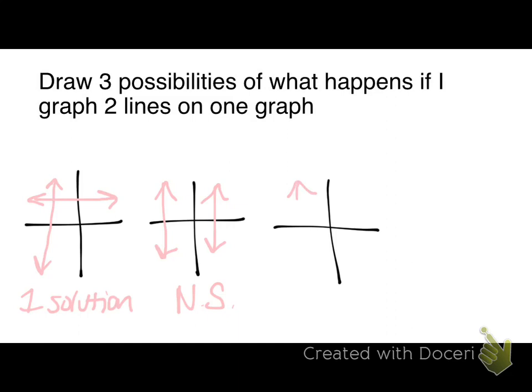That means our last possibility is if we have two lines on top of each other, in which we're going to call it INF, which is infinite solutions, because they cross an infinite number of times because there are multiple points that they have in common.